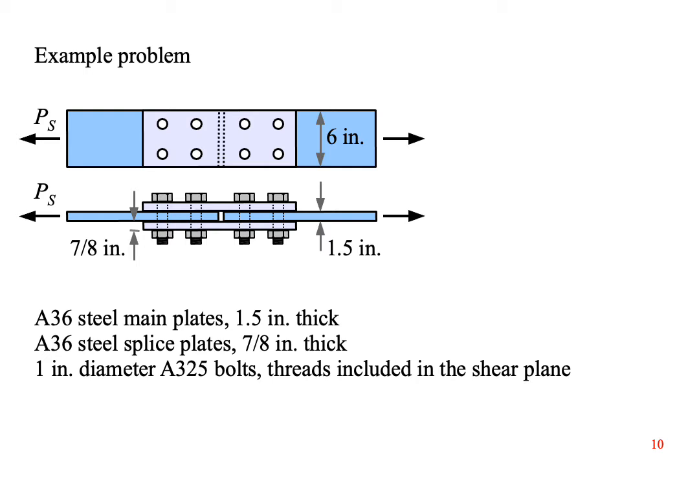Let's work out an example problem. Here's a pair of steel plates that are connected by a pair of splice plates. The main plates are 1.5 inches thick, and each splice plate is 7/8 of an inch thick. The plates are made of A36 steel, and they are joined by 8 1-inch diameter bolts made of A325 steel. The threads are included in the shear plane.